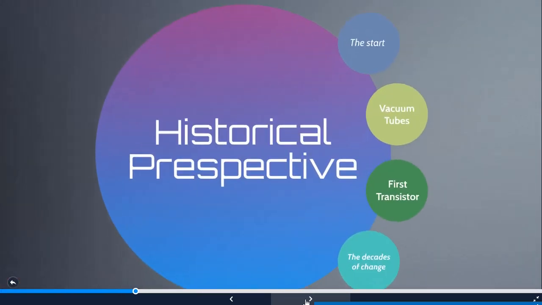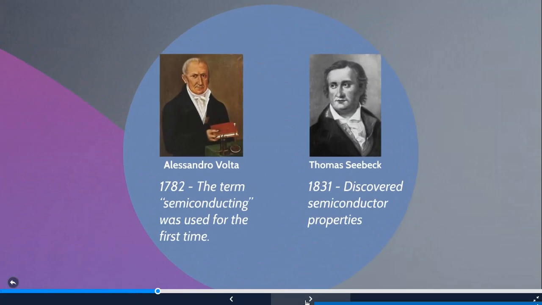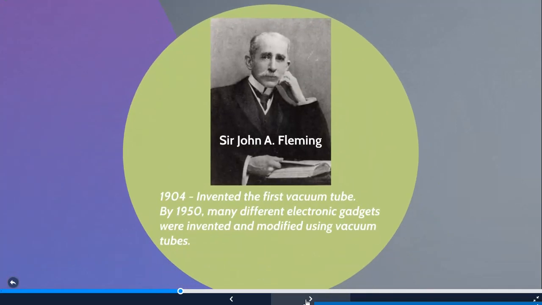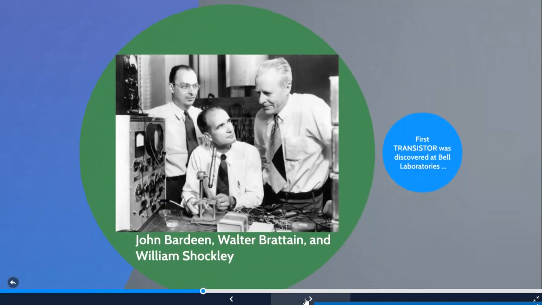So for these semiconductors, we have a simple history. Of course, we are not going to go much into the details of the history. We have Alessandro Volta and Thomas Seebeck. They discovered the general semiconductor properties. I mean, they did not know what application they could find, but they found the simple properties of semiconductors. It is Fleming who produced the vacuum tubes, and these vacuum tubes are the foundations of our semiconductor technologies today. And then we have Bardeen, Brattain, and Shockley, the three scientists working in Bell Laboratories who produced the first transistor.